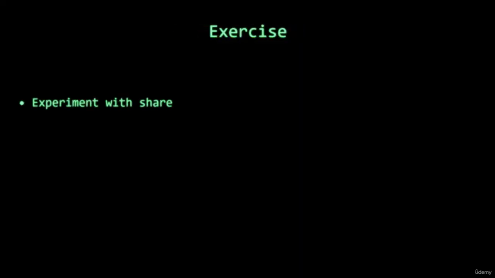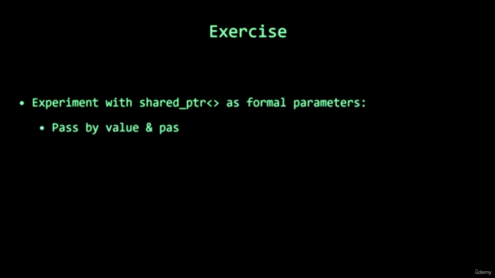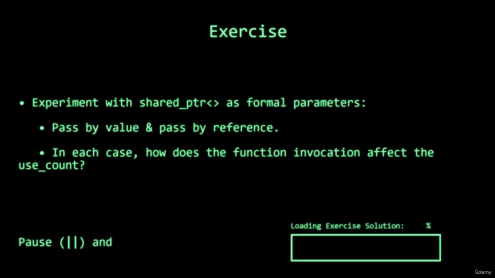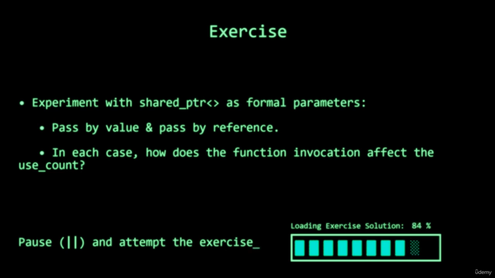Okay, here's an exercise for you to wrap up this lecture. Go ahead and experiment with shared pointers as formal parameters. We had a lecture on unique pointers as formal parameters. This lecture is getting a bit long, so in the next lecture I'll talk about shared pointers as formal parameters, but I want you to experiment with that before we get to the next lecture. So go ahead and experiment with pass by value and pass by reference, and in each case you want to think about how the function invocation is going to affect the use count. So in other words, how many shared pointers reference a particular heap object.